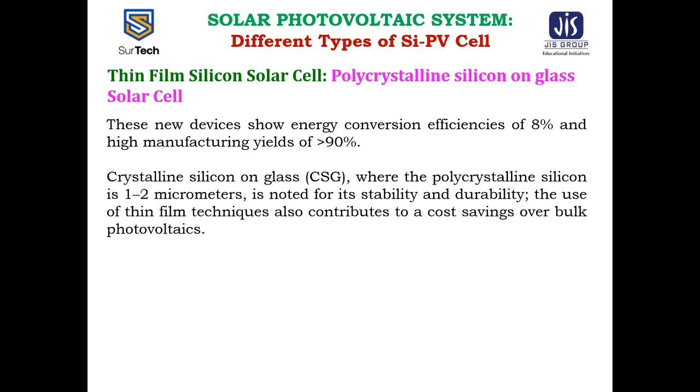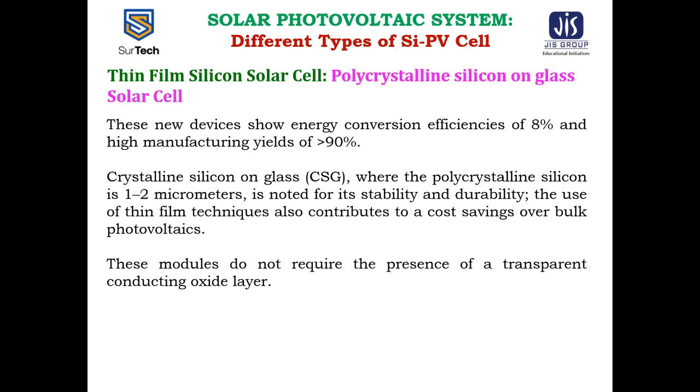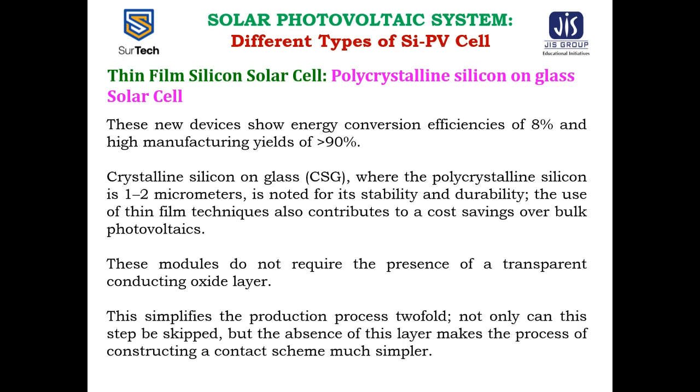Crystalline silicon on glass, that is CSG, where the polycrystalline silicon is 1 to 2 micrometers, is noted for its stability and durability. The use of thin film techniques also contributes to a cost saving over the bulk photovoltaics. These modules do not require the presence of a transparent conducting oxide layer. This simplifies the production process twofold.